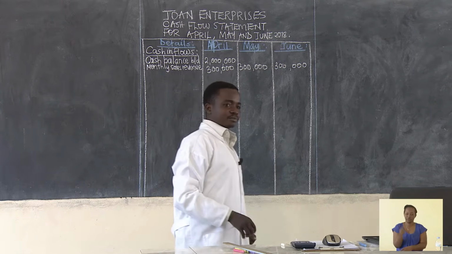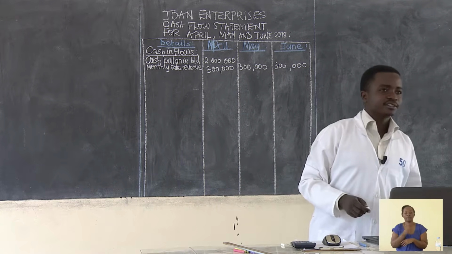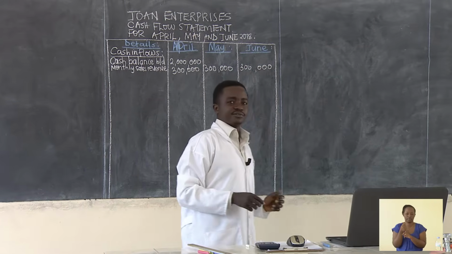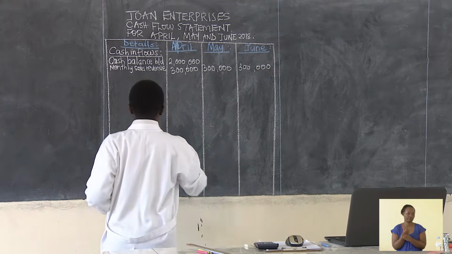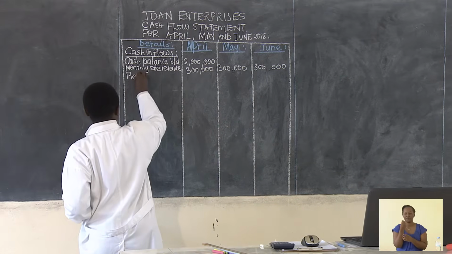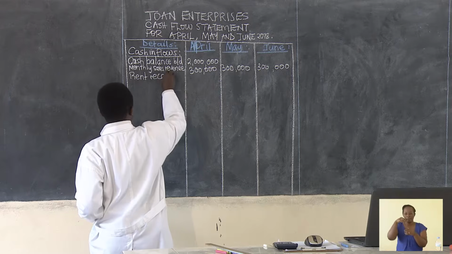Then we have the next statement, which is rent receivable monthly, projected at 250. So this is rent receivable. This is an inflow. Rent received is an income.